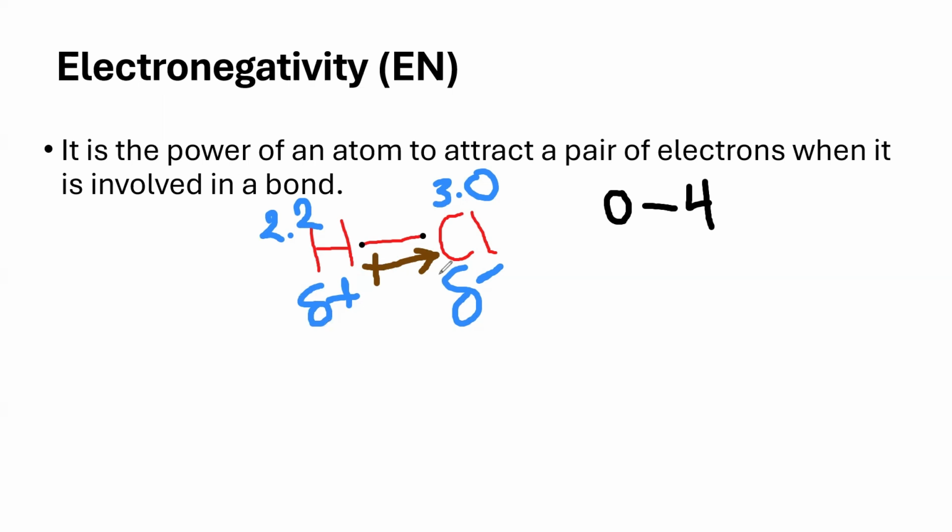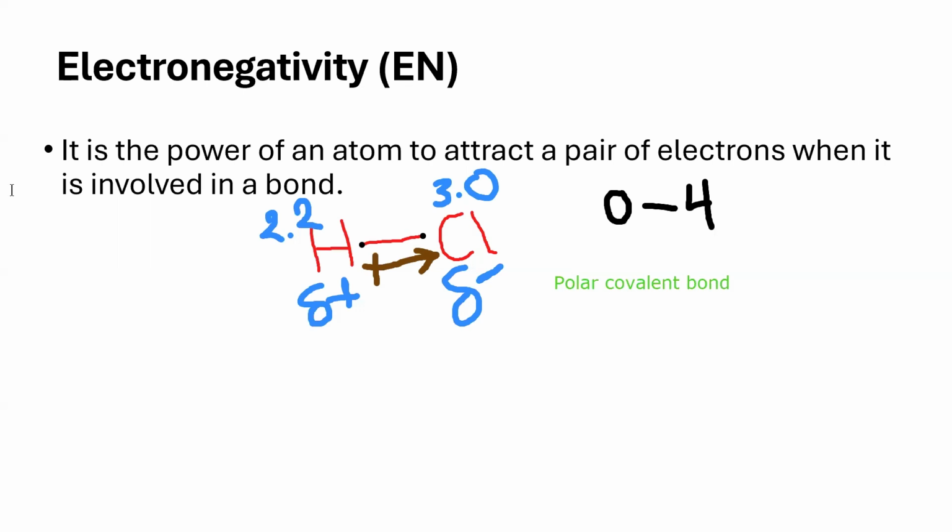So in that case, the pair of electrons is not shared equally between the two atoms because one atom is stronger than the other and has more ability to attract this pair of electrons. In that case, this is called a polar covalent bond.